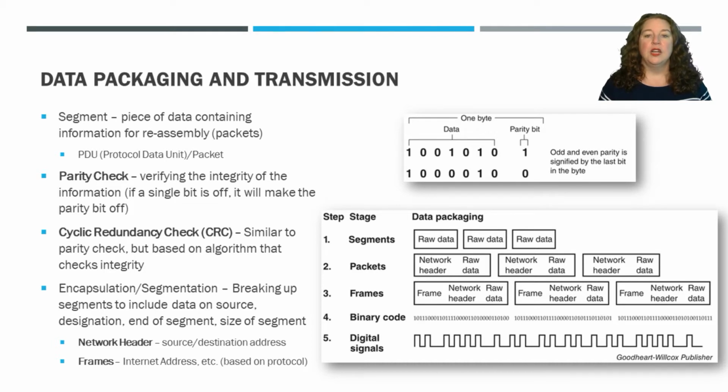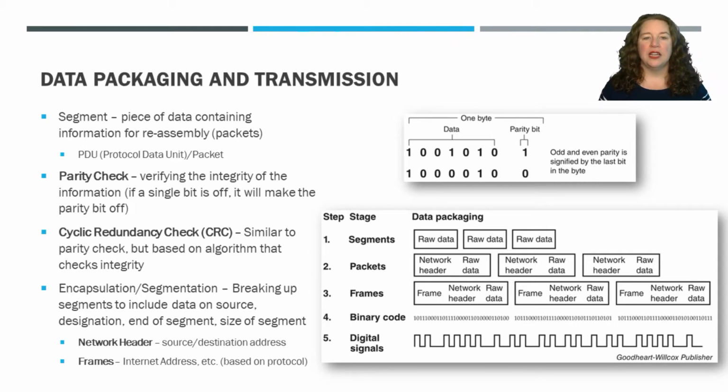So from that raw data, we are then going to be able to take that. I'm going to walk you through how things get broken up, sent onto the media, sent across, and then received on the other side. So starting with your raw data, whatever it is you want to send, first we break it into segments, little boxes. Cool. Those segments can have what's called a parity check.